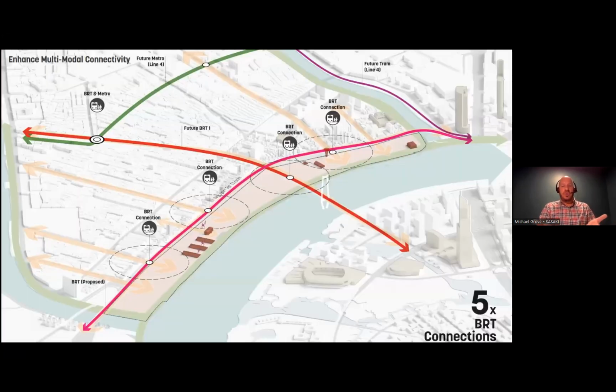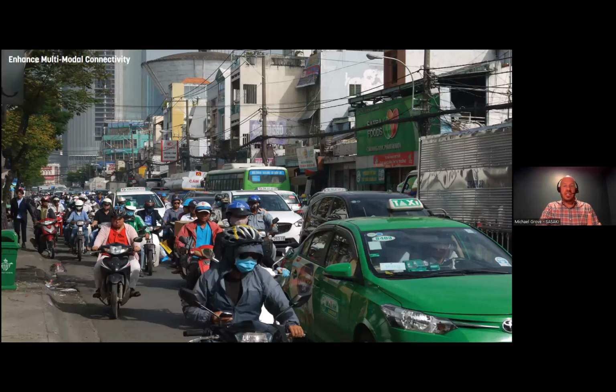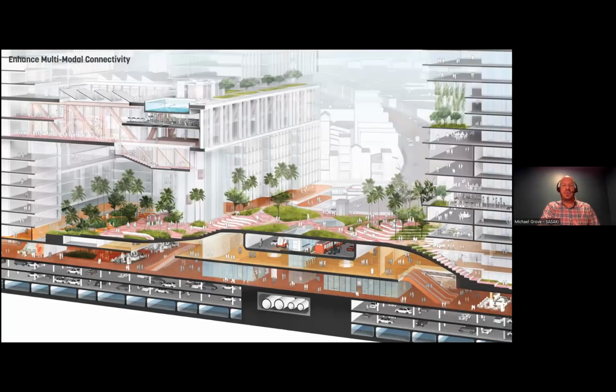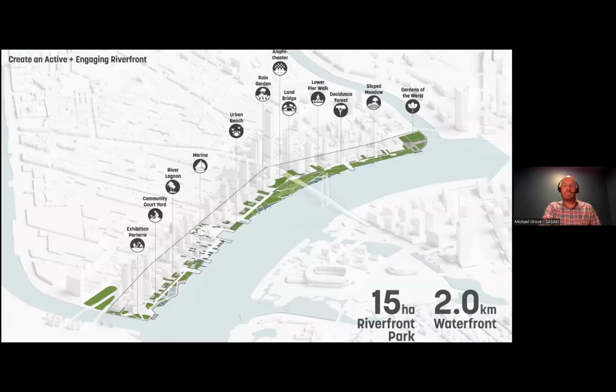And our third principle was to enhance multimodal connectivity by linking to existing and planned public transit, including a new metro line and a bus rapid transit corridor. The strategy is to transform the existing condition of congestion and chaos into a pedestrian-centric experience that allows for infrastructure and transit to circulate below.